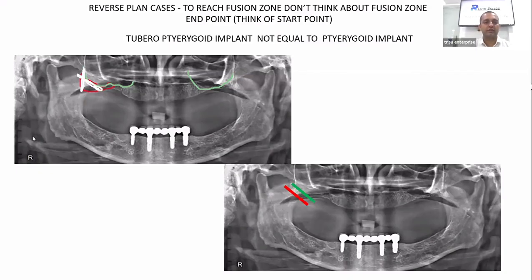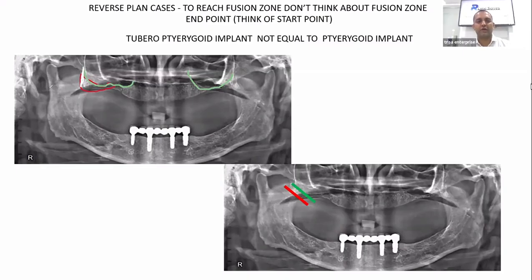A lot of people don't use this kind of reverse technique because they start from the CT and even before they start, they are outside. So one of the major tricks for pterygoid implants is to reverse land, which means we plan for the end point first, and then the start point. Again, I am showing you how to find the fusion zone, because it is 7 millimeters from a line, and this is your start point.